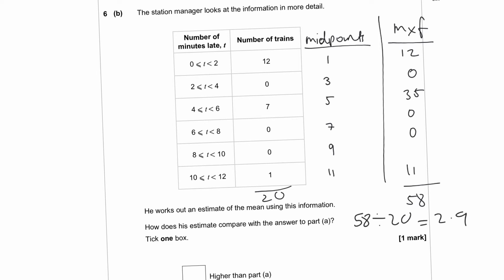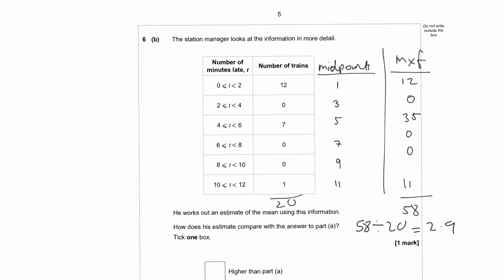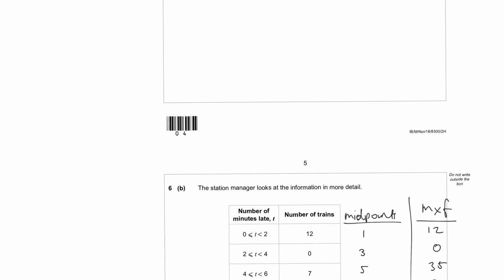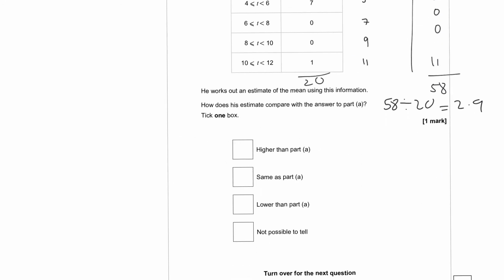And if we have a look at our estimated mean lateness in minutes of 2.9 compared to the 4.75, we can happily say that part B is lower than part A. Okay.